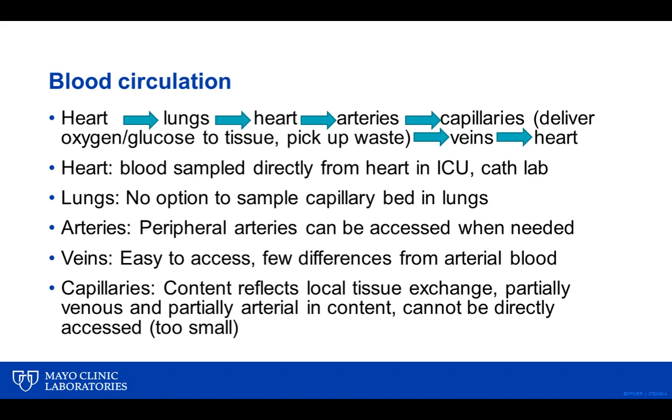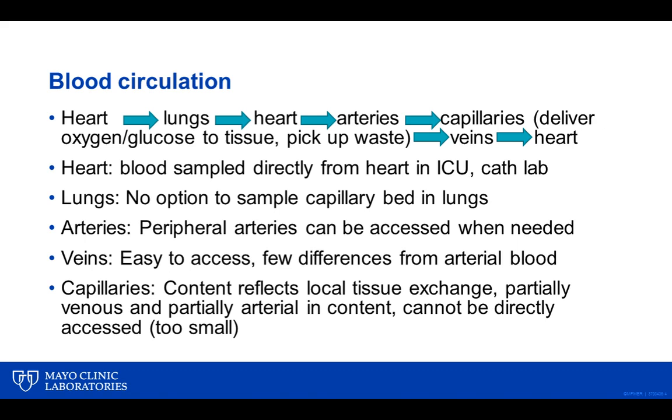Arteries we do sample from, and so peripheral arteries, in particular the radial artery, are accessible and can be accessed when needed, predominantly for arterial blood gas analysis, arterial ammonia, and selected tests. I'll cover those in which arterial blood will be the preferred sample for lab testing.